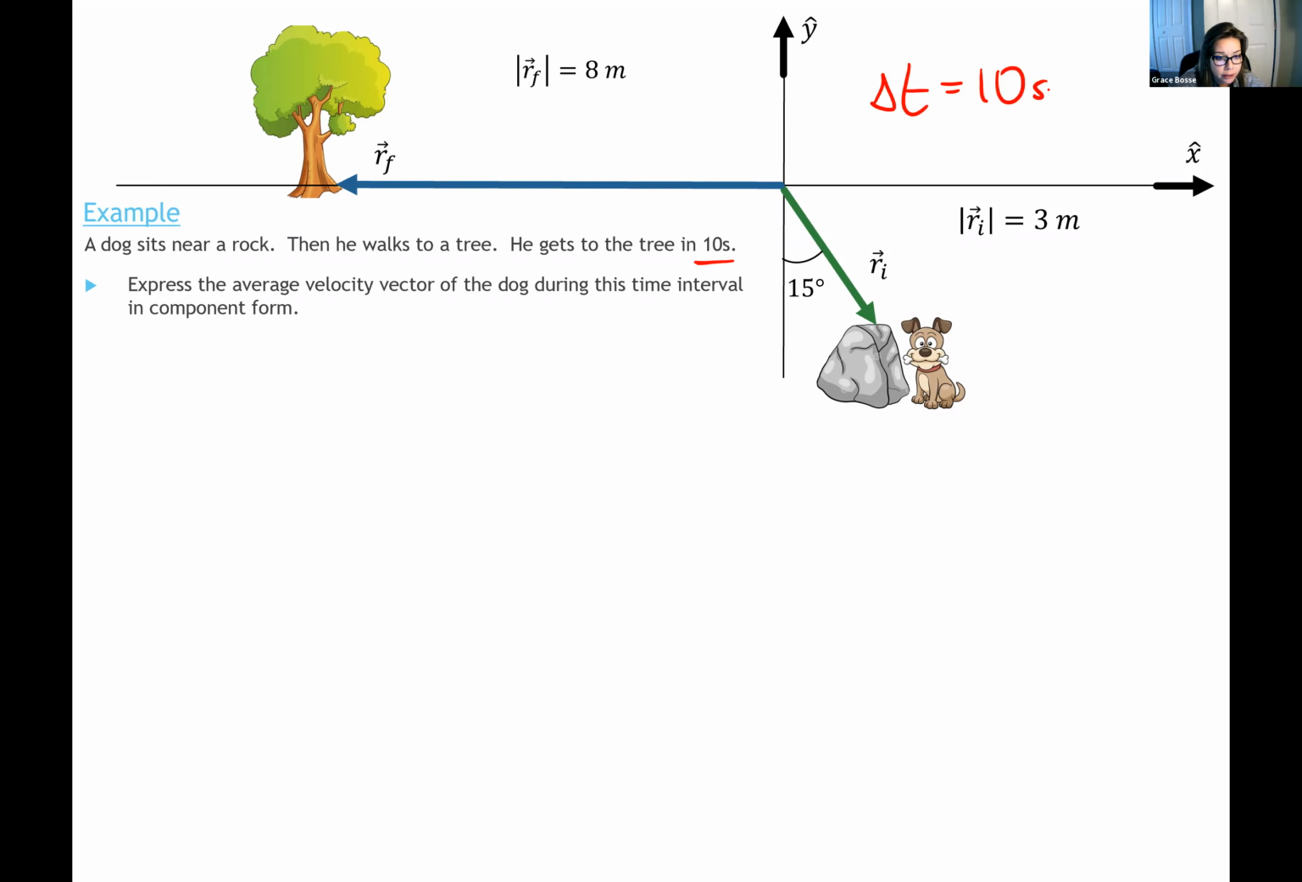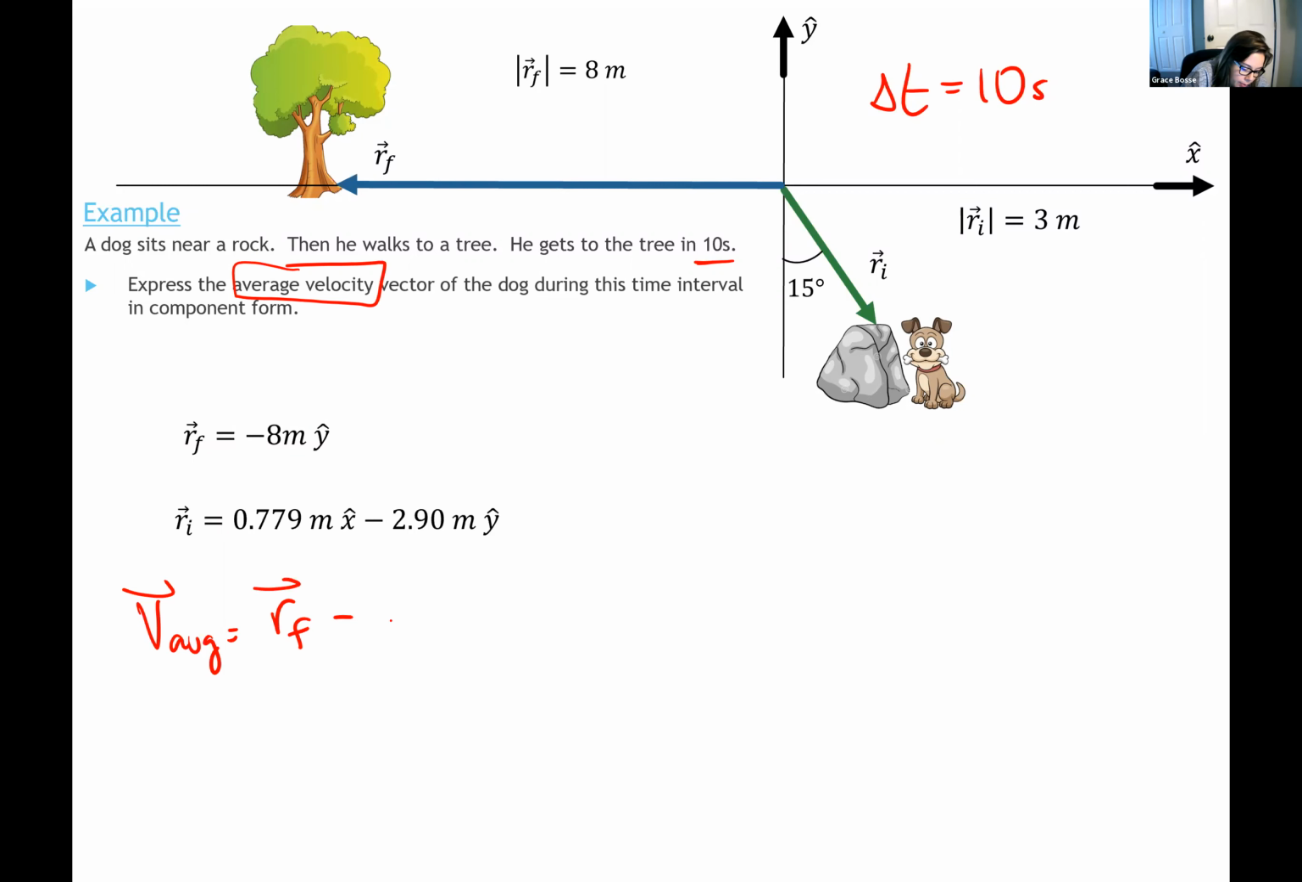I drew the vectors in graphical form. You see them as arrows. I've already put them into component form on my own time. If you would like some practice putting vectors into component form, I would pause the video right here and practice putting these two vectors into component form and check your answers with mine. Now I'm going to calculate the average velocity vector for the dog. So average velocity is our final minus our initial divided by delta t.